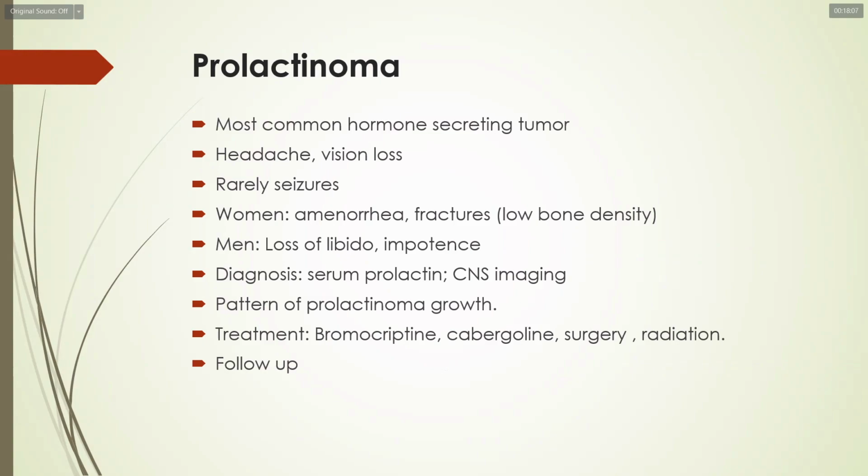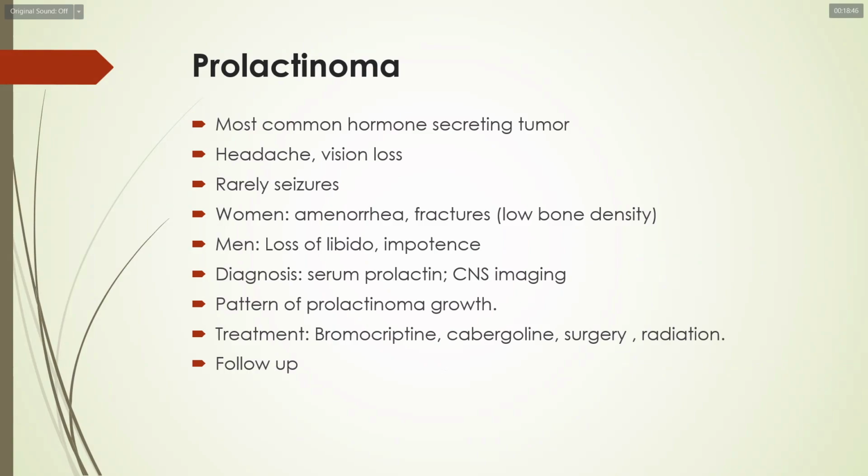Prolactinoma is the most common hormone-secreting tumor. It causes the general symptoms that any adenoma can cause, such as headache, vision loss, and it rarely predisposes to seizures. In women, it causes amenorrhea and fractures because of low bone density, and in men, it causes loss of libido and impotence. The diagnosis is made by serum prolactin and CNS imaging, and the best modality for CNS imaging is MRI.